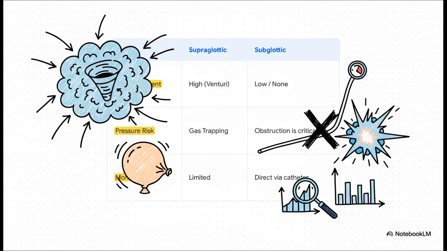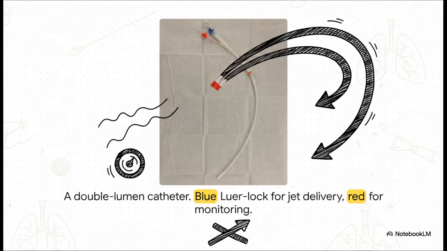The real game changer for subglottic, though, is that you can monitor pressure and sample gas right at the tip, which is a huge safety feature. And here's the piece of kit that makes it possible. This is a double-lumen jet catheter. See those two ports at the end?